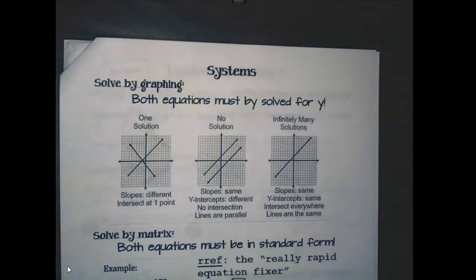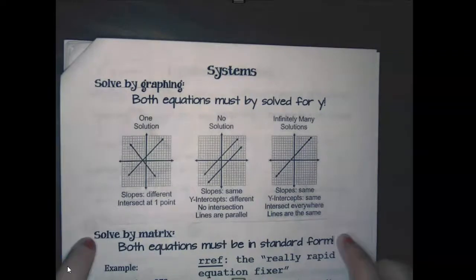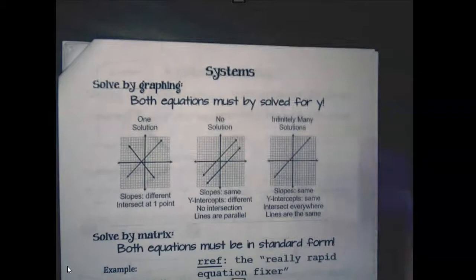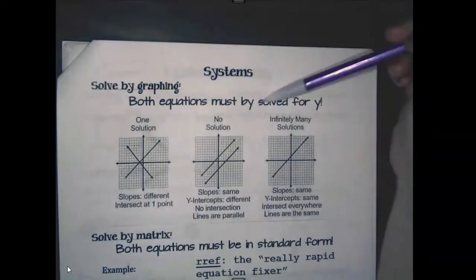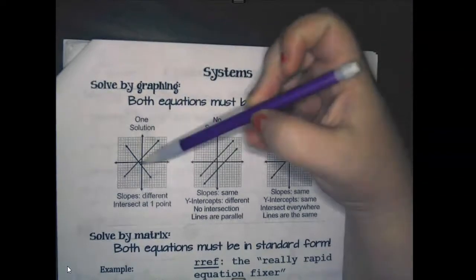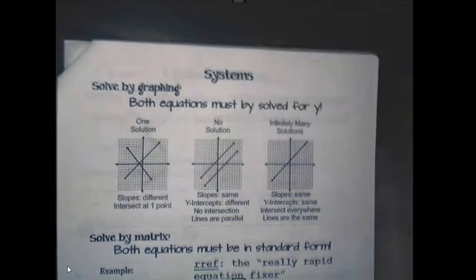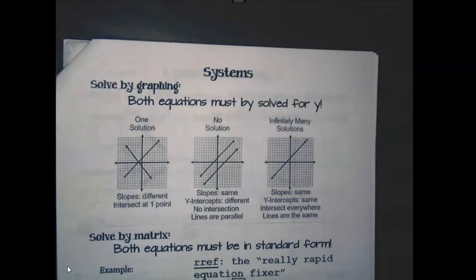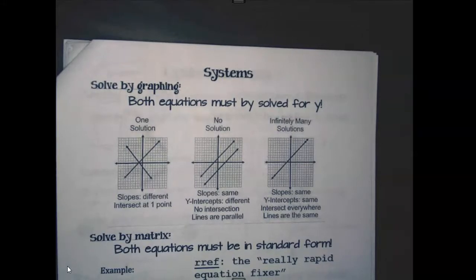All right, so let's go to systems. So we did not look at solving by matrices, so we can ignore that just a little bit, but both equations must be solved for y. So we must have them both in y equals form. If it crosses at one spot, we have just one intersection. If they're parallel, which means they have the same slope and different y-intercepts, they're not going to intersect, so there's no solution. If it is the same line, we'll have the same slope and the same y-intercept. Everything will be the same.